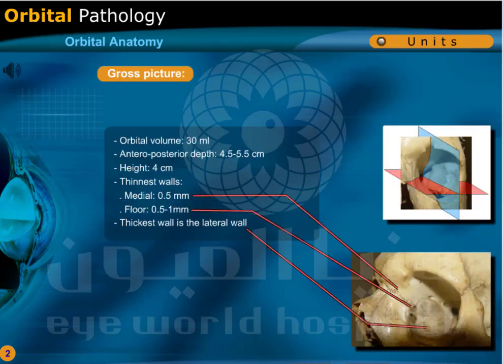Gross picture: orbital volume 30 milliliters. Anteroposterior depth 4.5 to 5.5 centimeters. Height 4 centimeters. Thinnest walls: medial wall 0.5 millimeter and floor 0.5 to 1 millimeters. Thickest wall is the lateral wall.